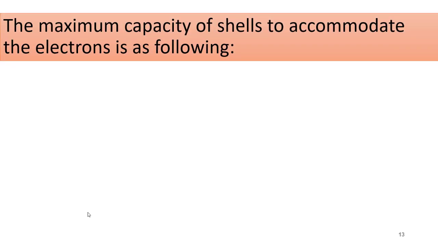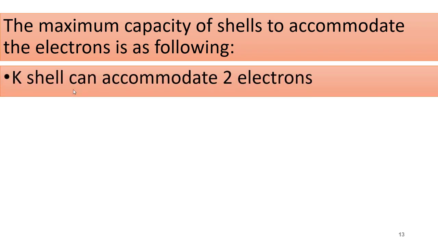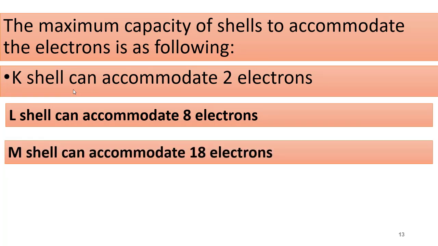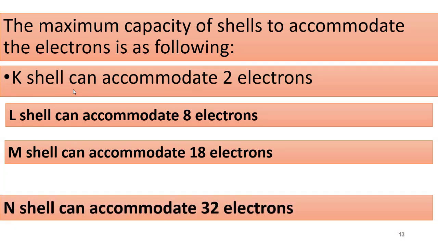Now the maximum capacity of shells to accommodate electrons is as follows. How can we find that? K shell can accommodate 2 electrons. हर शेल के अंदर इलेक्ट्रॉन्स को अकोमोडेट करने की एक कैपेसिटी है. K शेल में ज्यादा से ज्यादा 2 इलेक्ट्रॉन्स अकोमोडेट हो सकते हैं. इसी तरह से L शेल में ज़्यादा से ज़्यादा 8 इलेक्ट्रॉन्स अकोमोडेट हो सकते हैं. Similarly, M shell can accommodate 18 electrons and N shell can accommodate 32 electrons. So you have to keep it in mind: 2, 8, 18, 32. K shell can accommodate 2, L shell 8, M 18 and N 32 electrons. So this was all about the maximum capacity of a shell to accommodate electrons, कि एक shell के अंदर ज़्यादा से ज़्यादा कितने electrons accommodate हो सकते हैं.